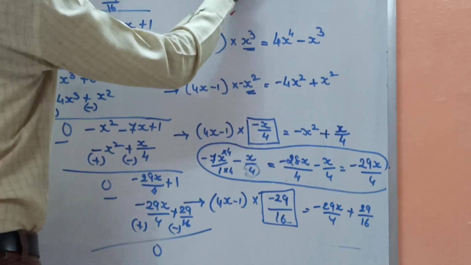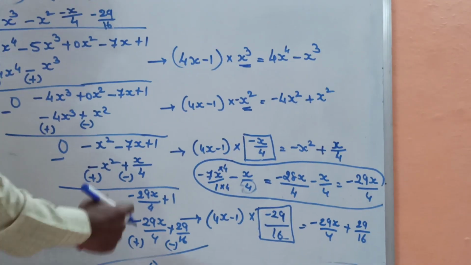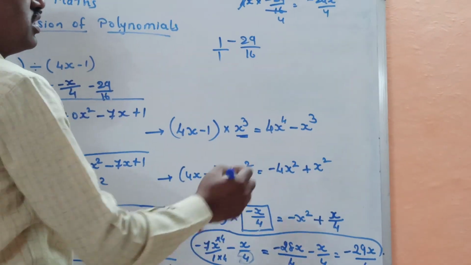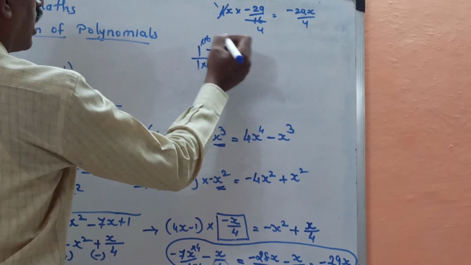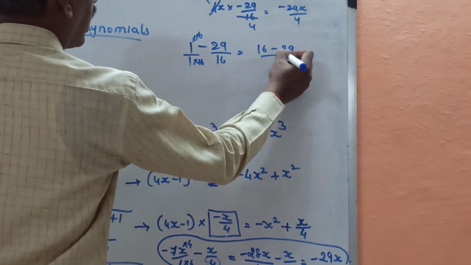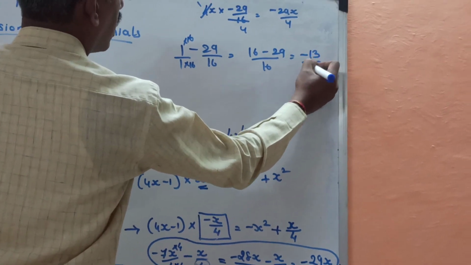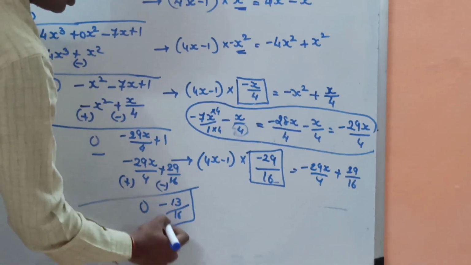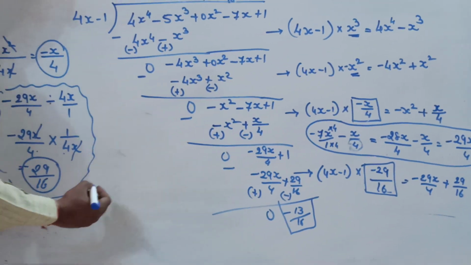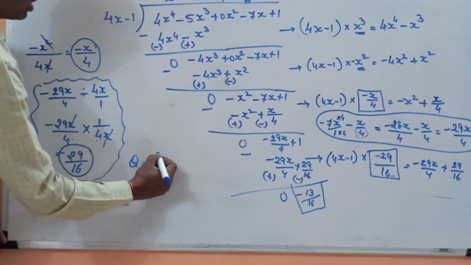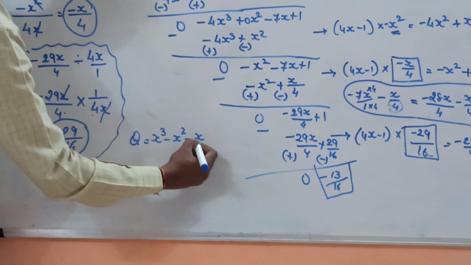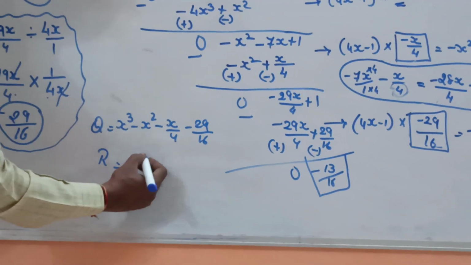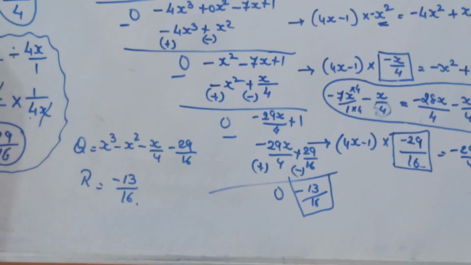Now the main part starts. What is it? Again the fractional addition, subtraction. Plus 1 minus 29 upon 16. Since this is 1 upon 1, that means I have to multiply by 16. So I get 16 minus 29 upon 16, that is equal to minus 13 upon 16. So what am I going to get? Minus 13 upon 16. This is the remainder. So the quotient is equal to x cube minus x square minus x upon 4 minus 29 upon 16, and the remainder is minus 13 upon 16.